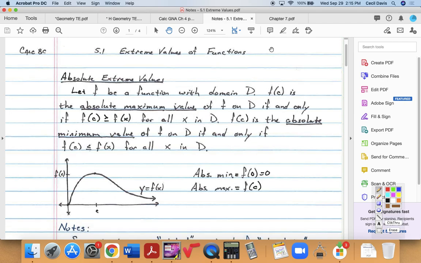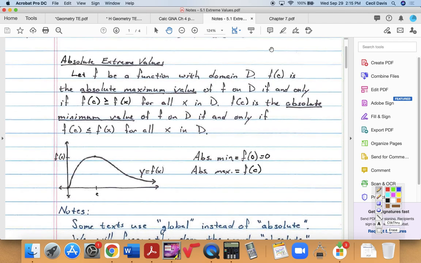For this particular one, if this is our graph of y equals f of x, the absolute minimum on this is 0, which occurs at x equals 0. The absolute maximum is f of c. One thing to point out is that the maximum or minimum value is the y value, not the x value. The x value is where it occurred.